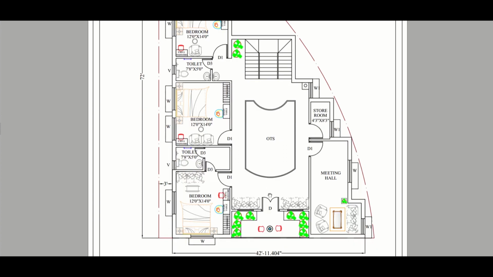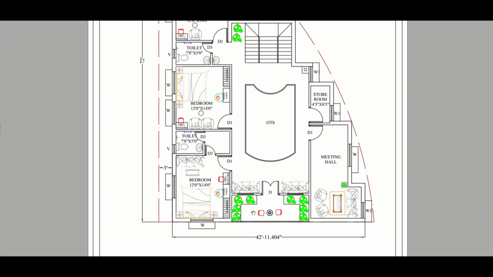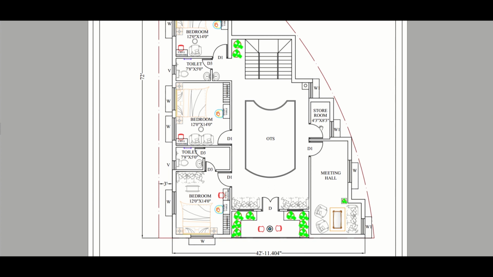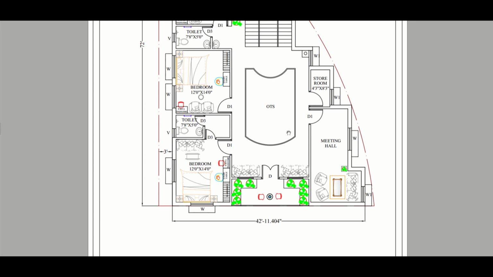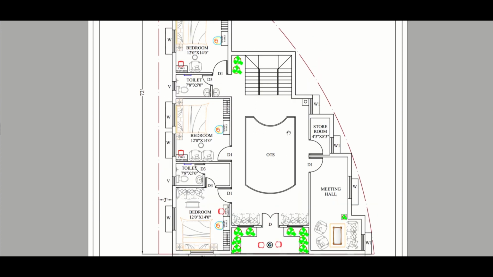The difference is that we have a wonderful balcony at the front where we can place some interior plants, and we can sit here for breakfast or for relaxing. We also have a meeting hall here in the place where we had the dining hall and kitchen in our ground floor. We have also put a storeroom here as per our client's requirements. So in this area we have tried to make the best possible plan for our client.